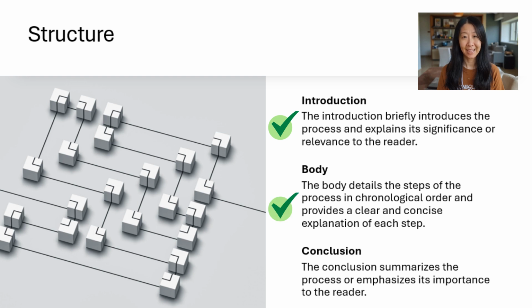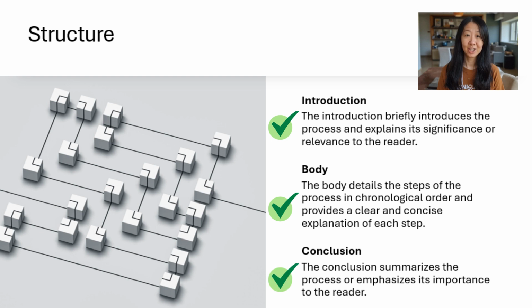Next, the body of your essay details the process step by step. Here, you carefully outline each stage in chronological order, making sure each step is explained clearly and logically. Remember to use straightforward language so that even a reader with little prior knowledge can follow. Transitional signals are crucial in this section as they guide the reader through the progression.